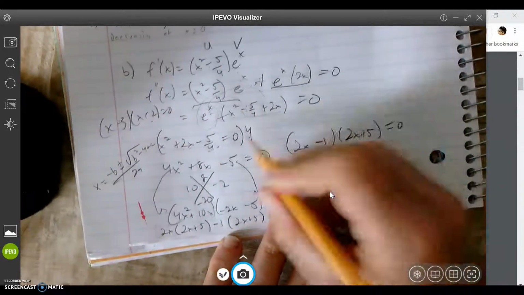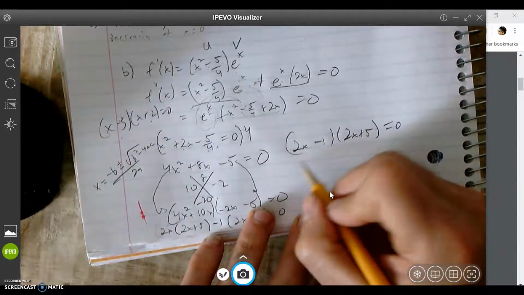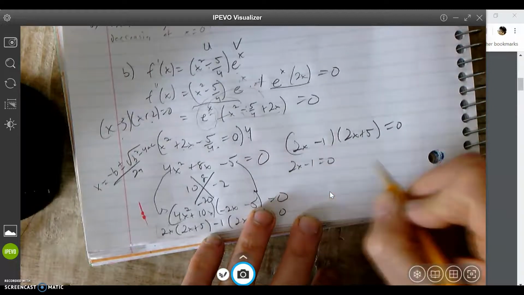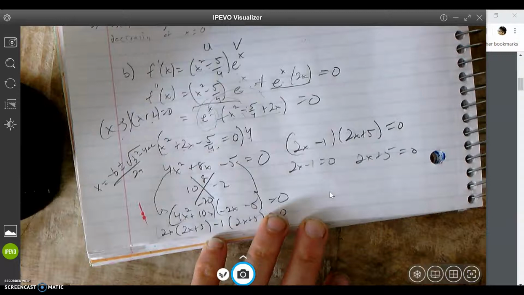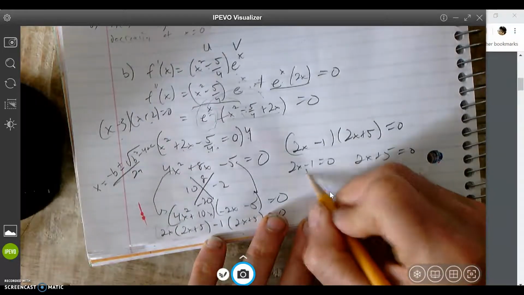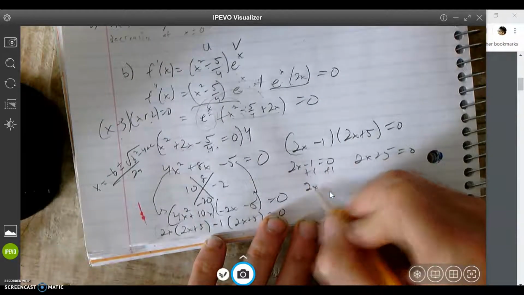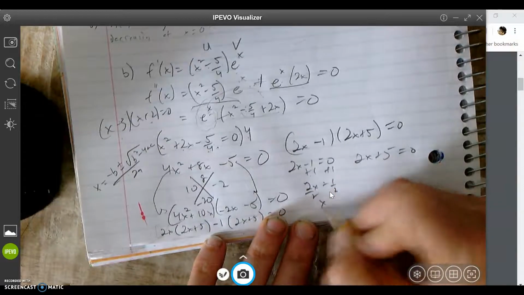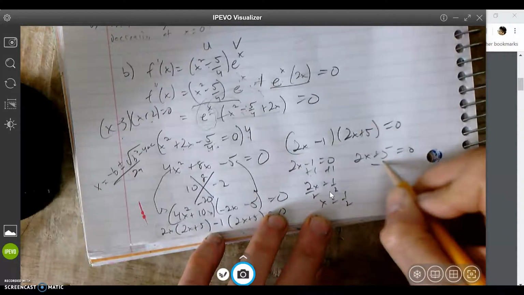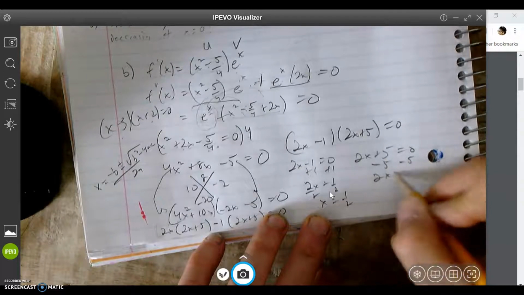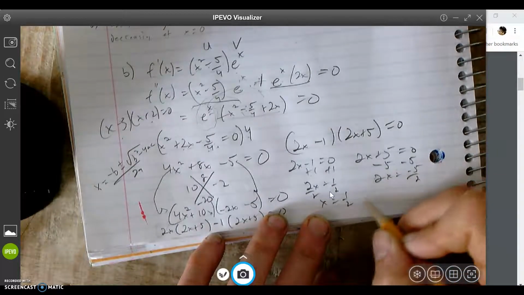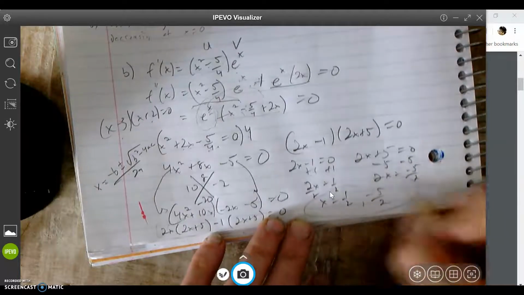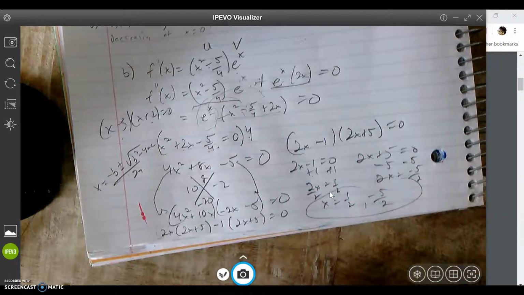And now I use the zero product property again. 2x minus 1 equals 0, and 2x plus 5 equals 0. What do I get? Plus 1, 2x equals 1, x equals a half. Minus 5, 2x equals negative 5, so x equals negative 5 over 2. So I got x equals 1/2 and negative 5 over 2. All right, cool, nice job.